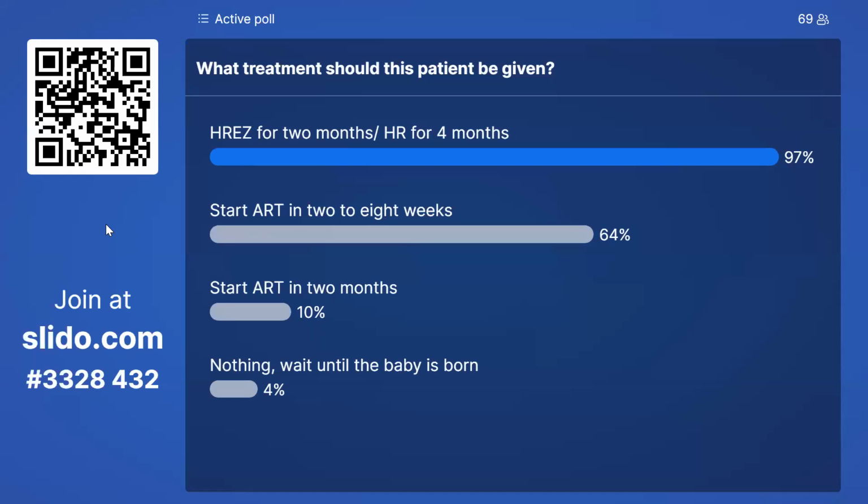So I would see her again in 2 weeks. If she's symptomatically better and tolerating her TB medicines, I would start antiretroviral therapy in 2 weeks. We need to keep a close eye on this lady's liver. We need to do regular ALTs because pregnancy can cause hepatotoxicity on its own, and the combination of pregnancy and TB can cause liver dysfunction. So we need to keep an eye on that.